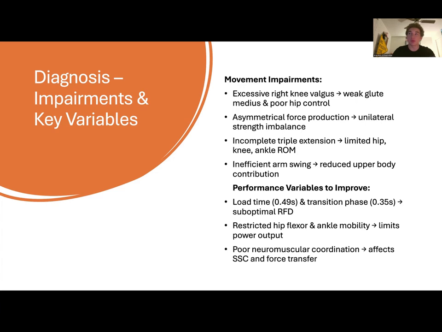From a power perspective, the incomplete triple extension at the knee, hip, and ankle means the subject isn't fully using their available range of motion. This limits how much force they can generate. We're also seeing inefficient arm swing mechanics, which can reduce upward momentum. So the key performance areas we're targeting include reducing load and transitioning time, improving ankle mobility, and increasing neuromuscular coordination.